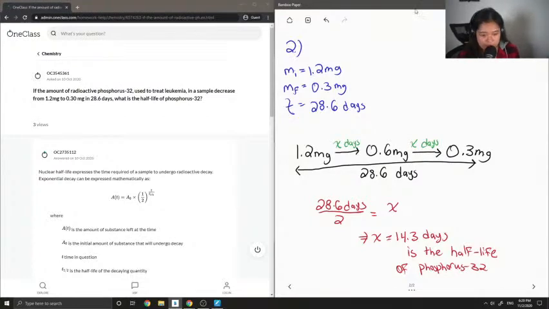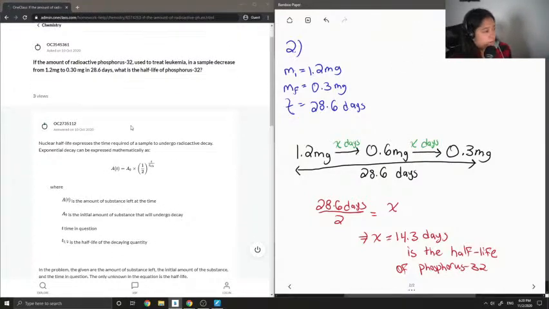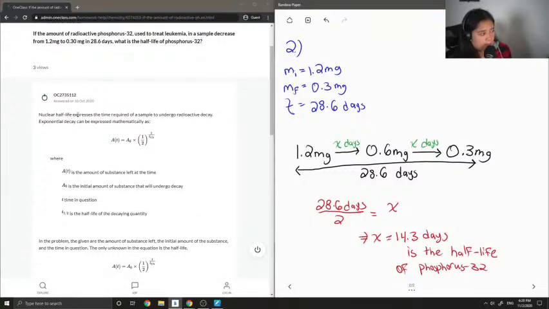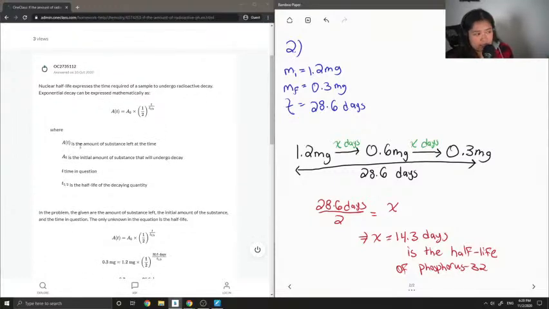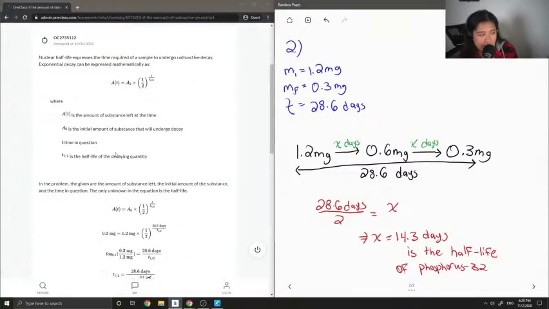Okay, so let's see the answer from our junior tutor. The nuclear half-life expresses the time required of a sample to undergo radioactive decay. Exponential decay can be expressed mathematically as A_t is equal to A naught times half to the power of t over half-life. So A_t is the amount of substance left at the time. A naught is the initial amount of substance that will undergo decay. t is the time in question. And then t half is the half-life of the decaying quantity.